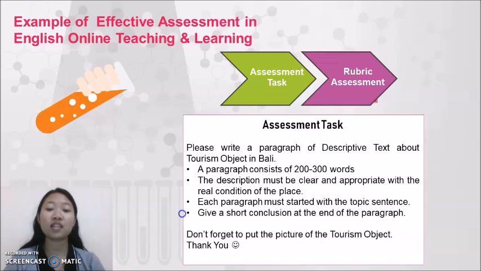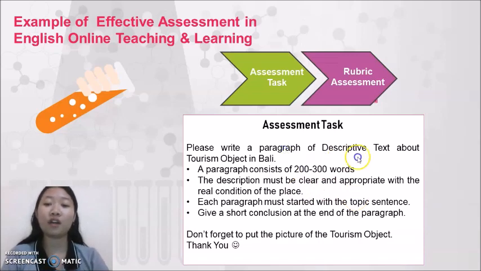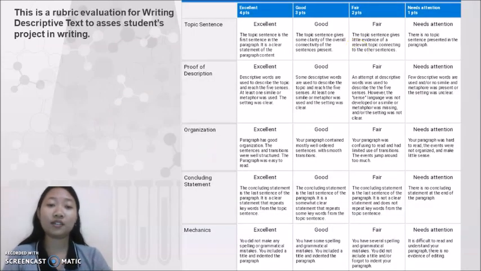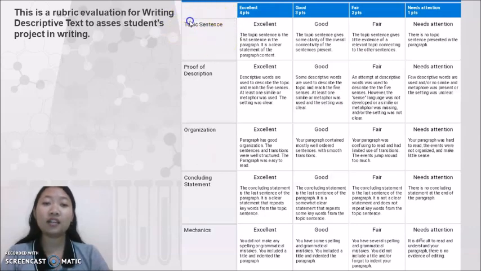I will give an example if the teachers give the students a task like this: please write a paragraph of descriptive text about a tourism object in Bali, and the teachers also give clear instructions or the steps that the students will do in the task. And then the rubric assessment must be related. The aspects in the rubric assessment are like this: the criteria are topic sentence and also proof of description, organization, concluding statement, and also the mechanics. So this is the example of effective assessment in evaluating the students' writing of descriptive text.